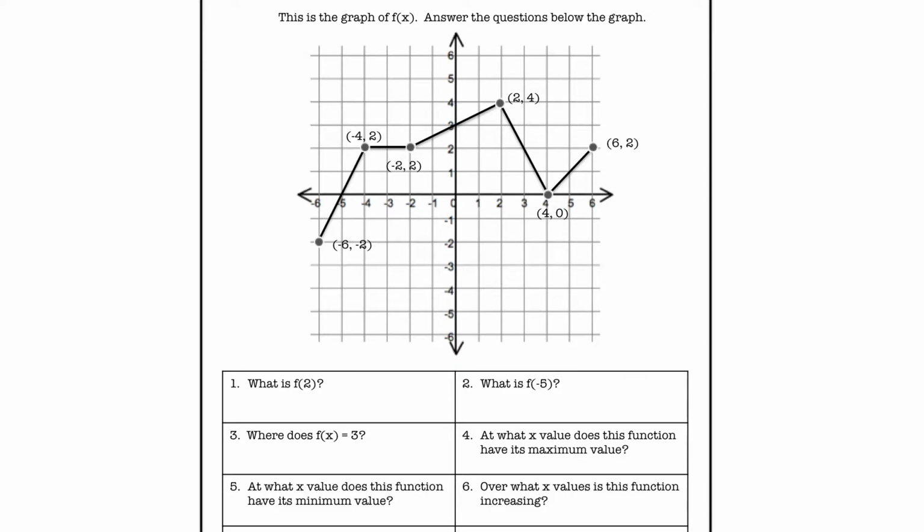So number one, what is f of 2? Remember that f represents a function. The input is 2. So you're going to go to 2, which is right here on the graph, and we notice that the output is 4. So 2 is the input, 4 is the output. So the way you answer this is f of 2 equals 4.